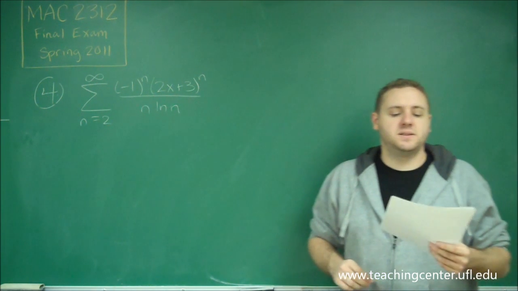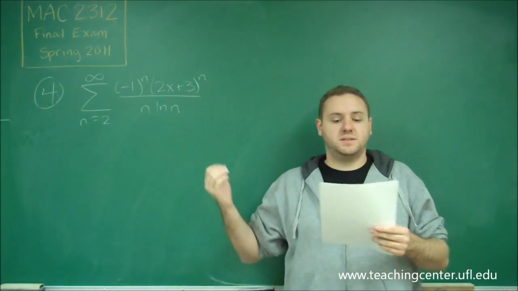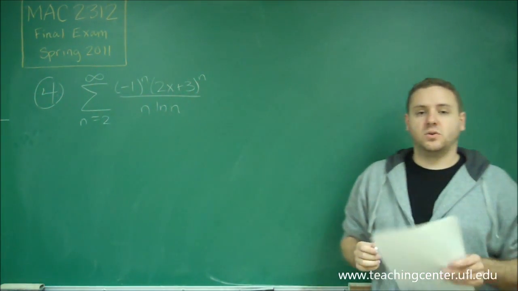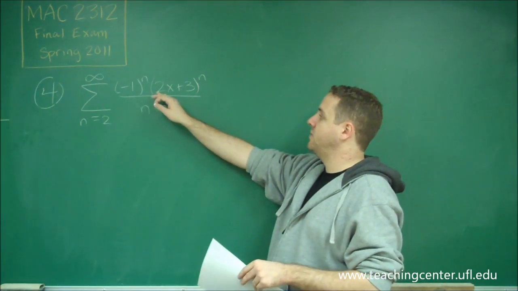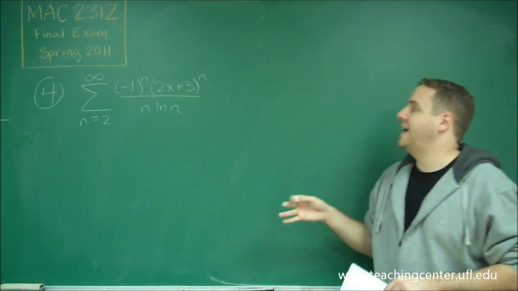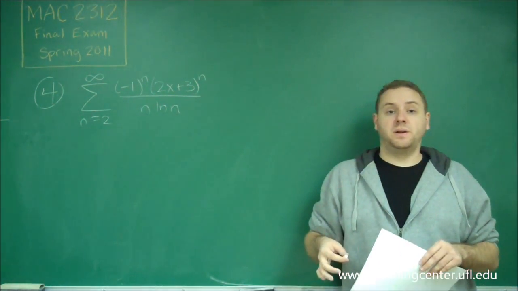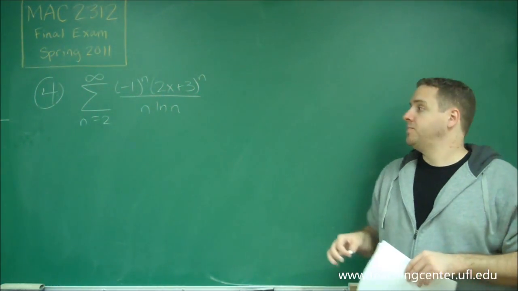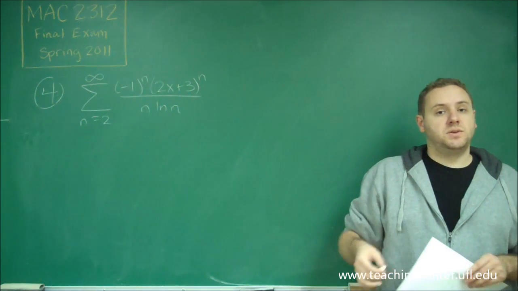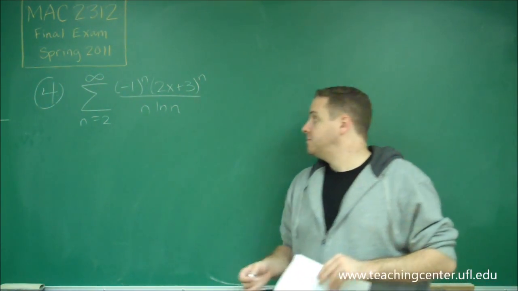4, we need to find the radius and interval of convergence of this series. What you notice here is that we have a (2x + 3)^n term. So depending on what x is going to be, this series may or may not converge or diverge. So what we need to do here is the ratio test to figure out what our interval is.